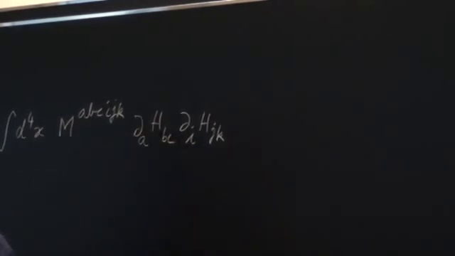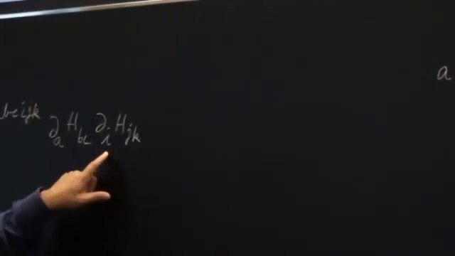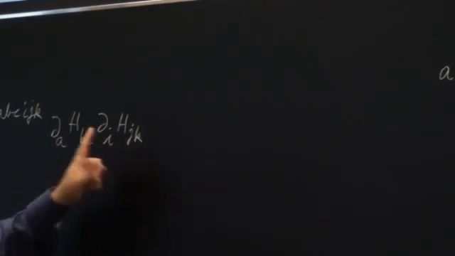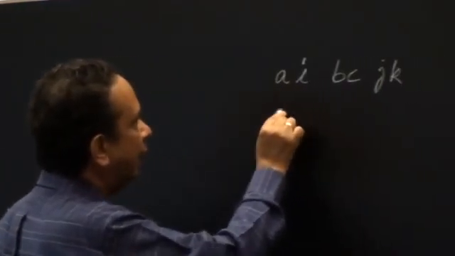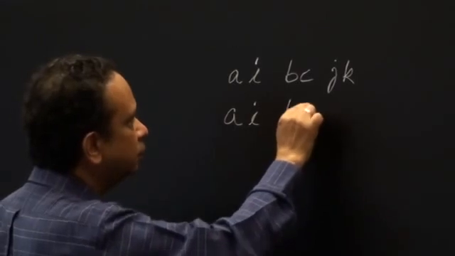Okay, you put the corresponding etas. Once A is contracted with I, B can either contract with C, or it can contract with J or K, but they are the same, so we'll just pick one of them. So you can do AI, BJ, CK.